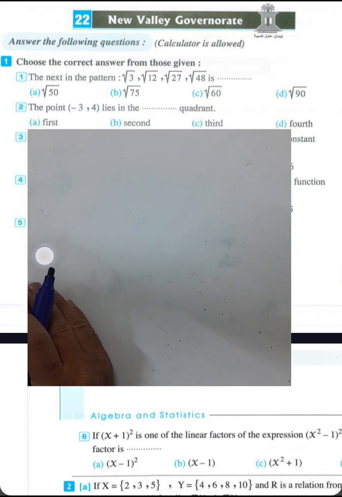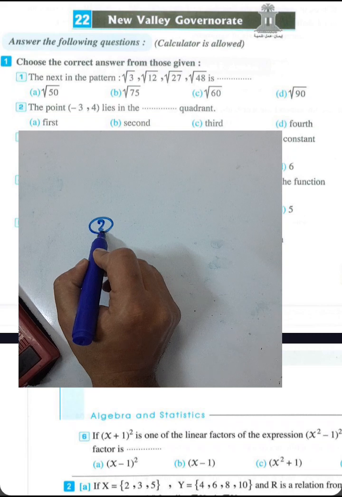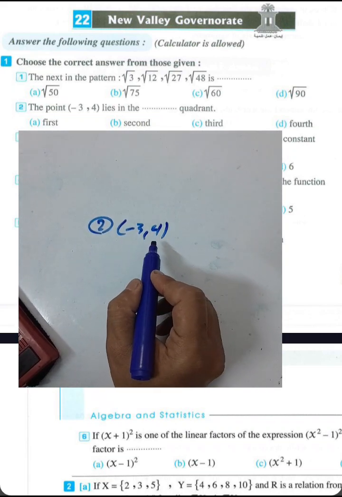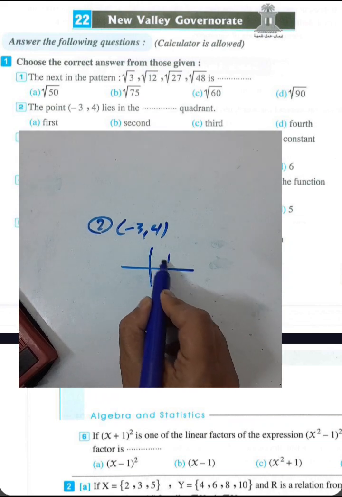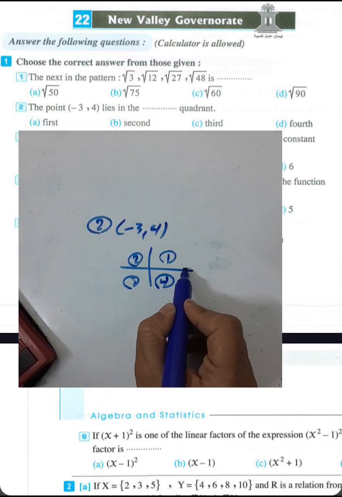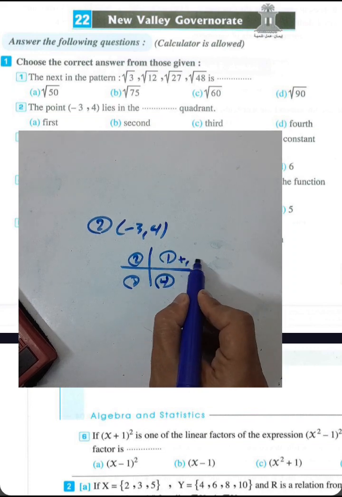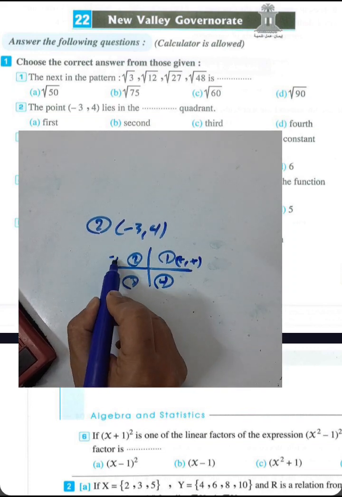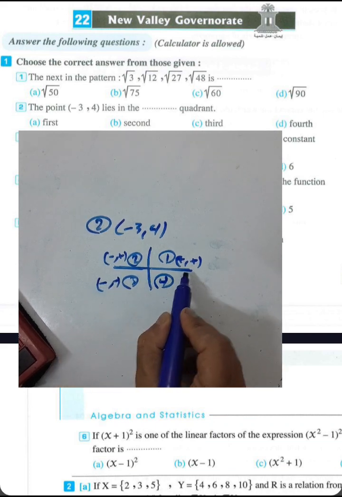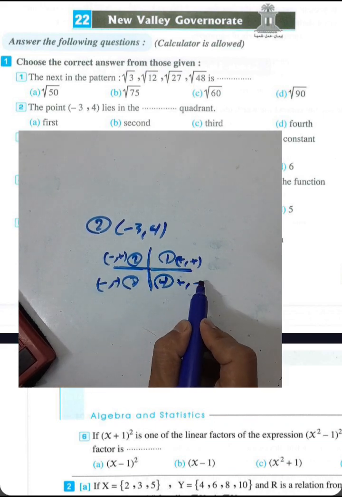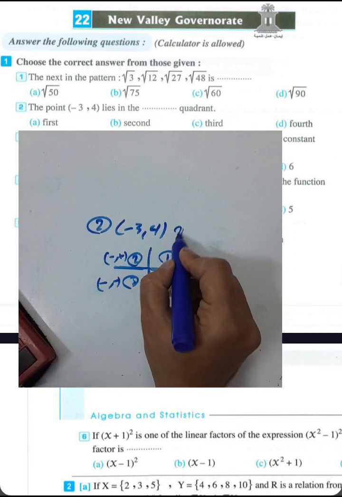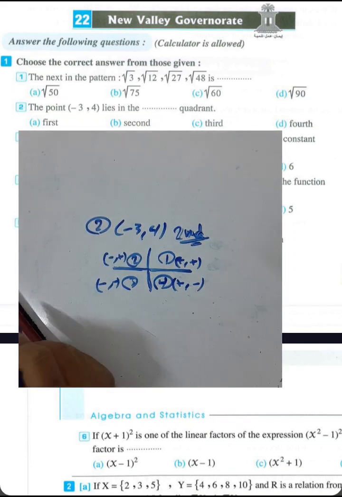Question number 2. The point (-3, 4) lies in the first quadrant? We have first, second, third, fourth quadrant. First here is positive and positive, then negative and positive, negative and negative, positive and negative. We have negative and positive, so it is in the second quadrant. Choose letter B.